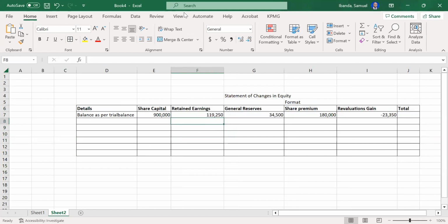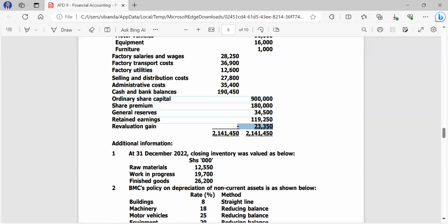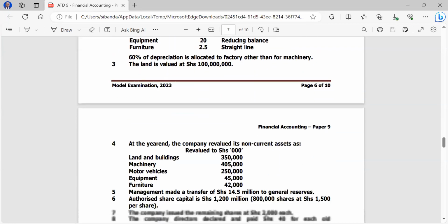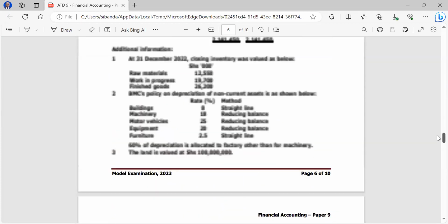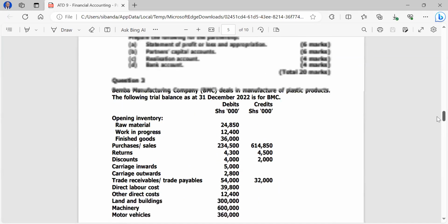So when you now come to our additional information, we shall look for those items that affect our equity items. So they're telling us that management made a transfer of 14,500 to general reserves. Okay. So what I'm going to do, let me just have my heading on this statement of changes in equity.